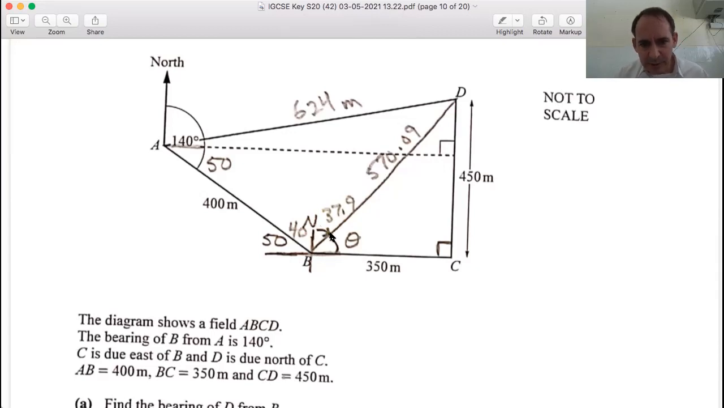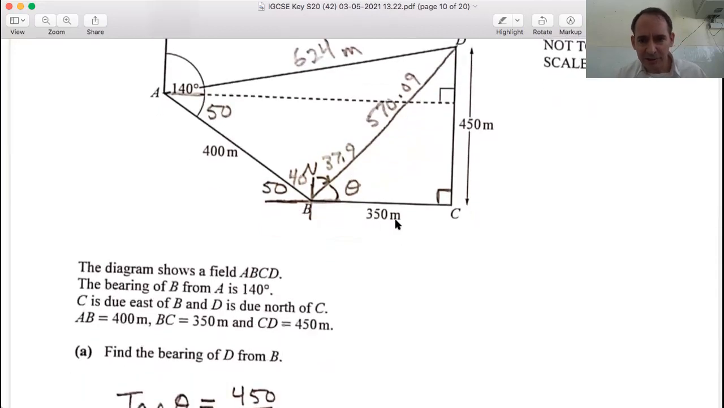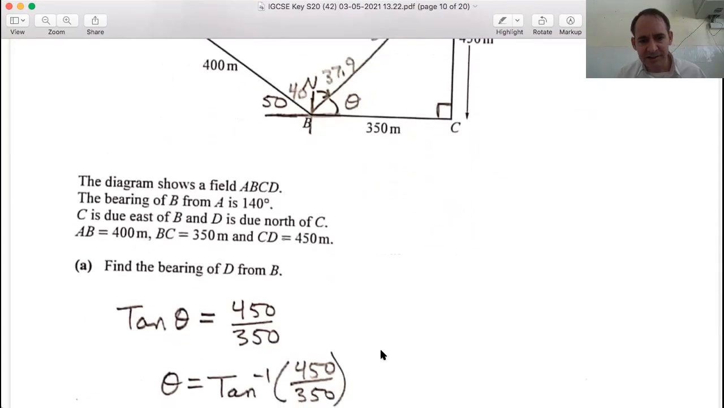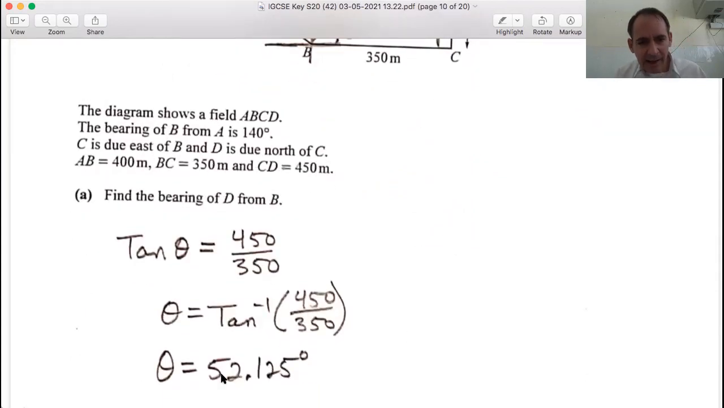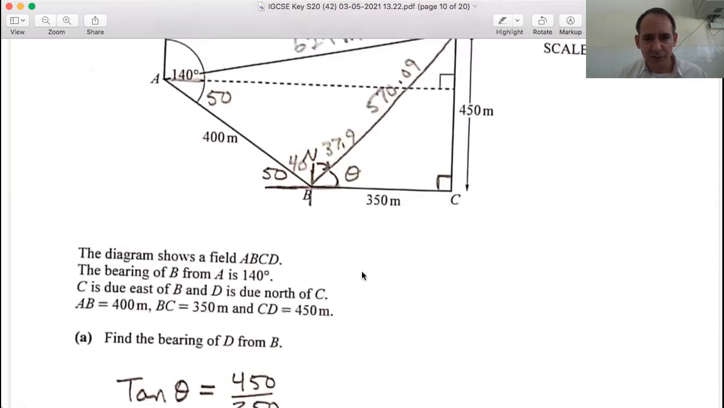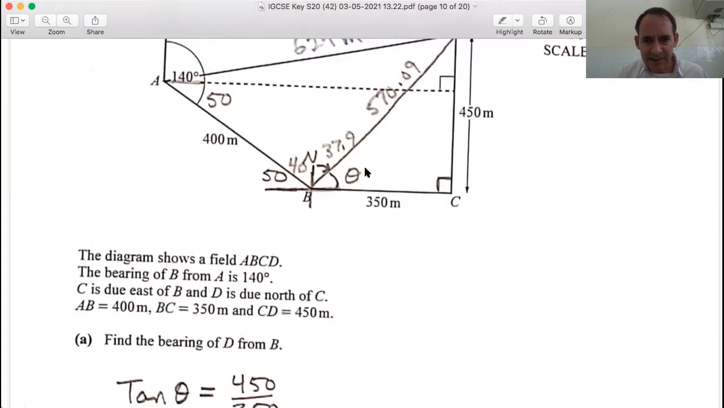Before we do that, we might want to find this angle down here since we have a right triangle, and we can use our opposite and adjacent. So we can use tangent of 450 over 350. So from this theta, the opposite over adjacent, that's tangent. And you can calculate the angle out to be 52.125. That's this angle in here.